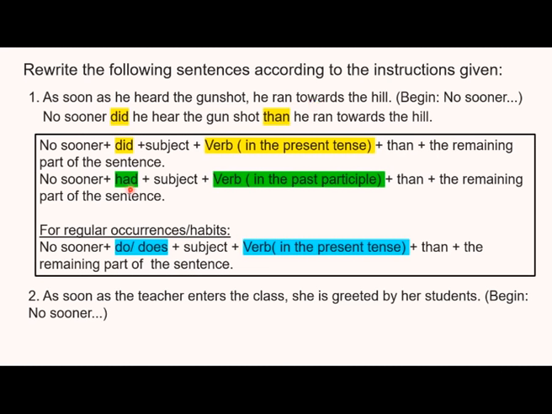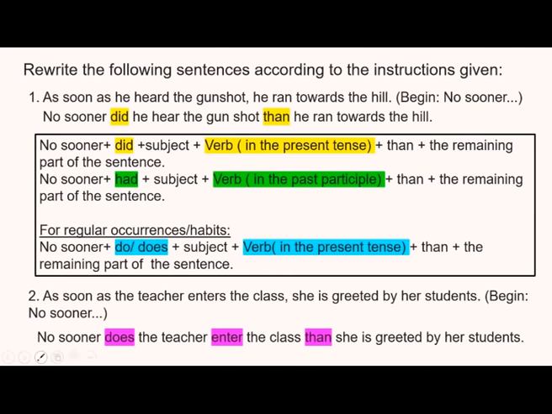Look at the sentence. As soon as the teacher enters the class, she is greeted by her students. Now this is a regular occurrence. This is a habit. How do you know it's a regular occurrence? How do you know it's a habit? The verb is in the present tense. So if you have to rewrite this sentence with no sooner, what will the answer be? No sooner does the teacher enter the class than she is greeted by her students.